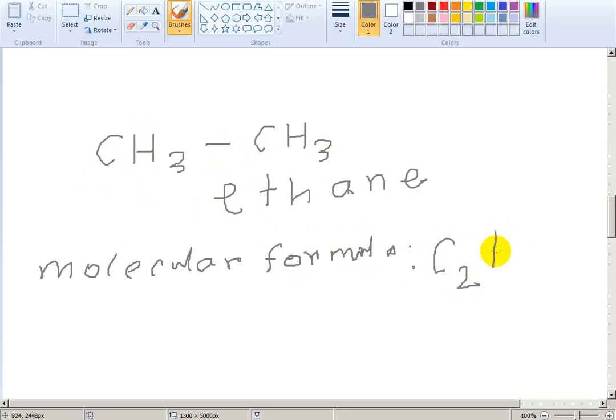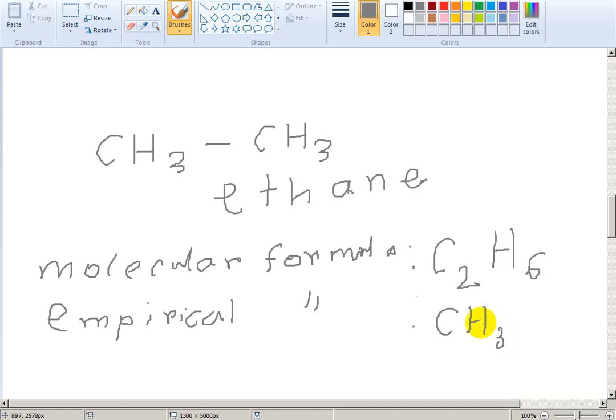Hydrogen number 6. Okay, the empirical formula shows the ratio of the whole numbers of atoms. What is the ratio? This is 2 and 6. I can divide both by 2. Carbon divided gives 1 carbon and hydrogen 3. Okay, good. This is the empirical formula.